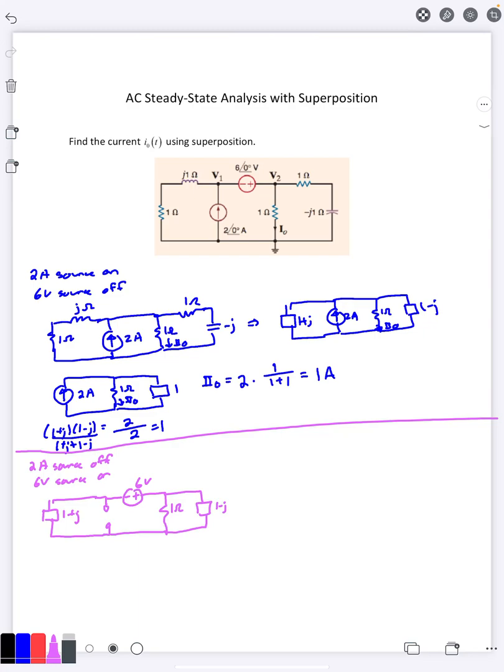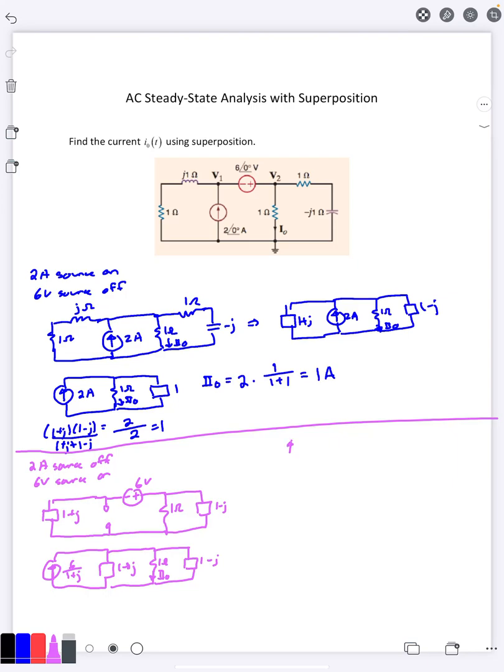And what I'm actually going to do here, I think the easiest way to do this is to perform a source transformation with the 6 volt source and the 1 plus J. So it's now going to be a current source whose value is 6 over 1 plus J in parallel with the source 1 plus J. This will do 2 things. One is we can now combine the 1 plus J and 1 minus J in parallel like we did earlier. And then we'll also be able to use current divider again.